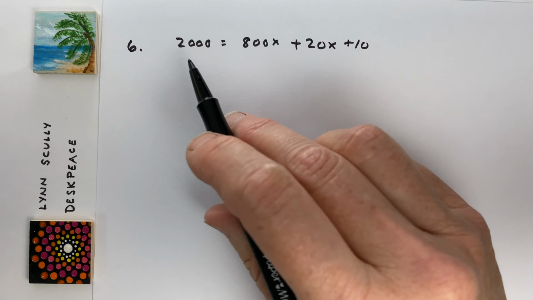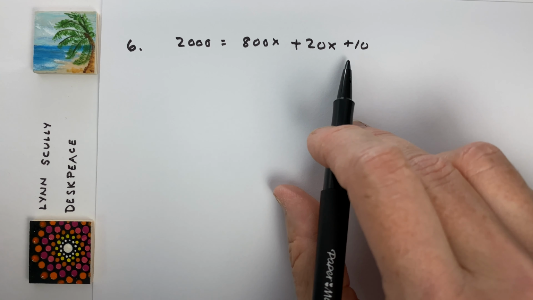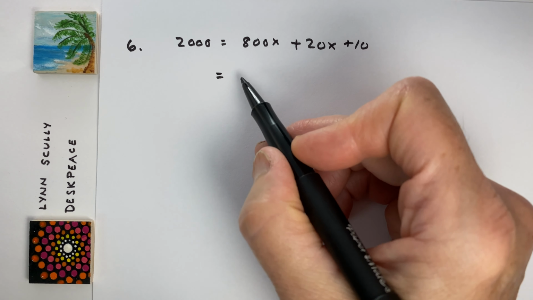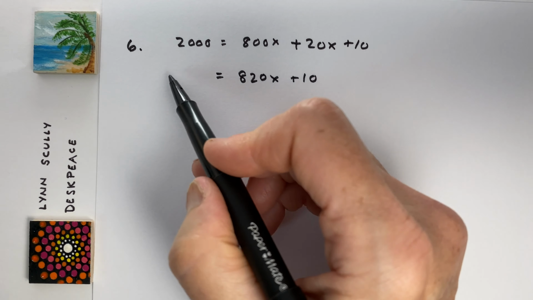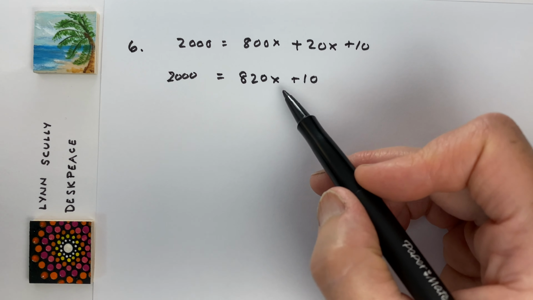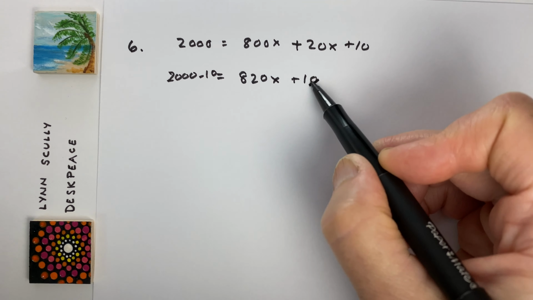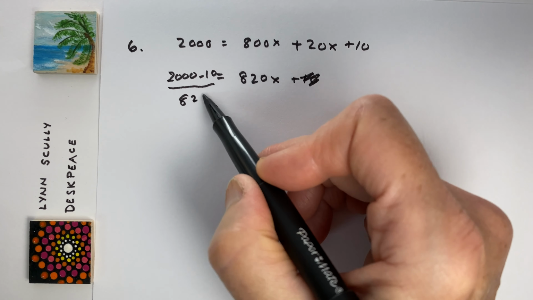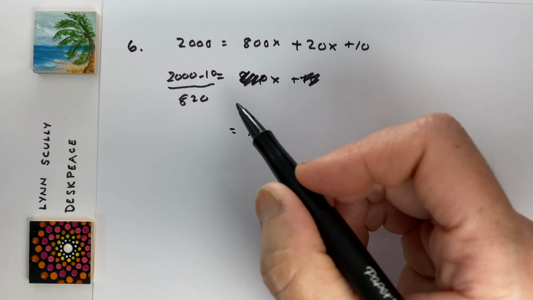Number 6, 2000 equals 800x plus 20x plus 10. So first I'm going to combine my like terms. 800 plus 20 is 820 x's plus 10. This equals 2,000. Now I want to get the x alone. 10's attached by addition, move it by subtraction. And 820 is attached by multiplication, move it by division. We've got big numbers here, but the steps are always exactly the same.